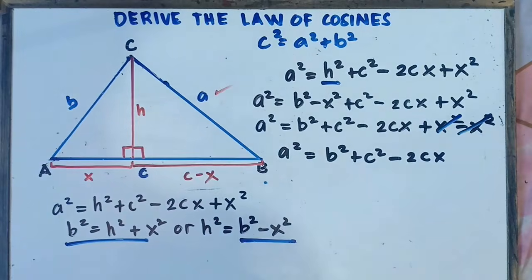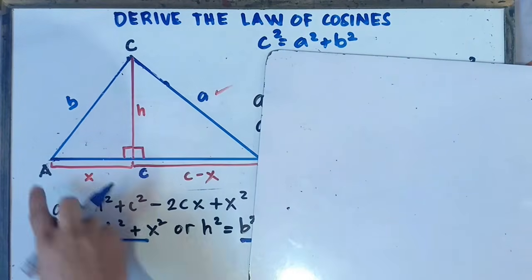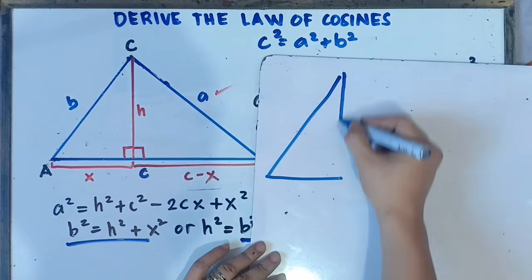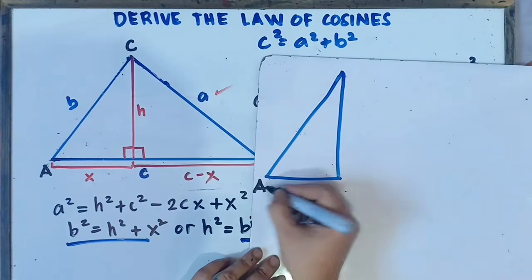Just simply find the value of cosine A. Now, how will you find the value of cosine A? Alright, let's do that. Let's draw another triangle. We're finding cosine A. So, this will be A, right? This is angle A.